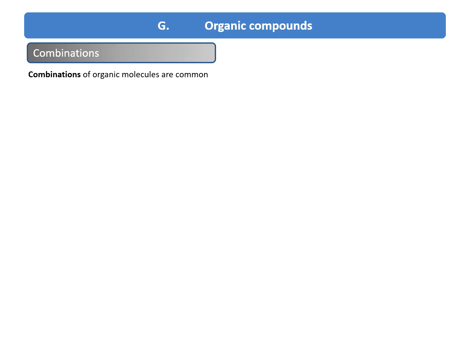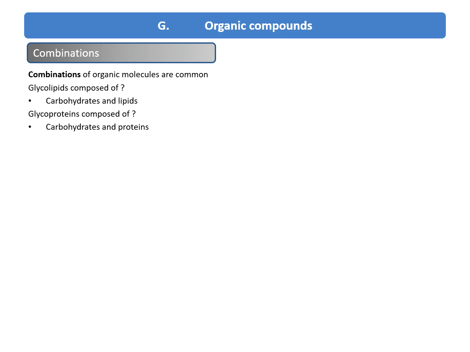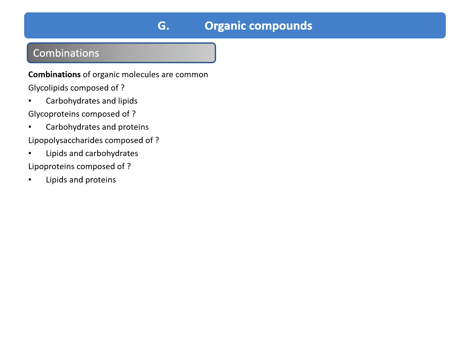Organic compounds can be combined in various ways. Glycolipid, for example, is composed of carbohydrate and lipid. Glycoprotein, carbohydrate and protein. A lipopolysaccharide is made of lipid and carbohydrates. Lipoproteins are composed of lipids and proteins. And that is a whirlwind look at matter.